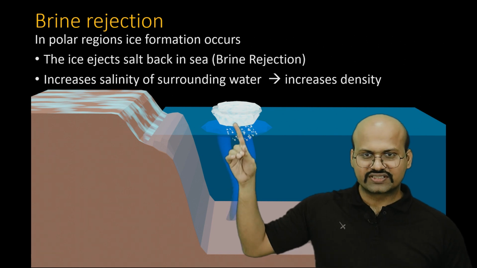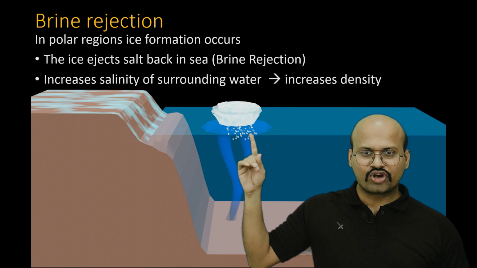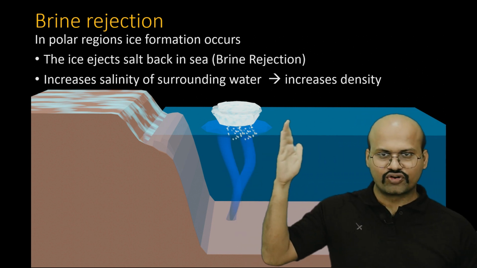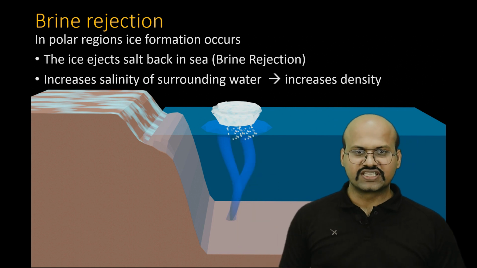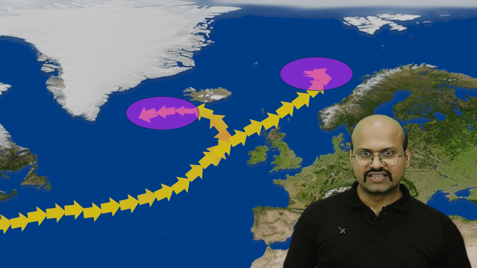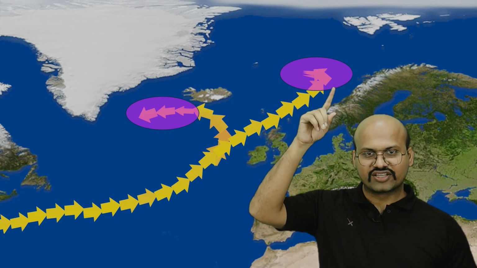And when this water sinks, a depletion is created at the surface. And because of depletion of water at the surface, water from other regions will flow over here, and therefore we will see a surface current. A very similar process occurs in this polar region. Here we see that there are two regions, one beside Norway and another in the south of Iceland.